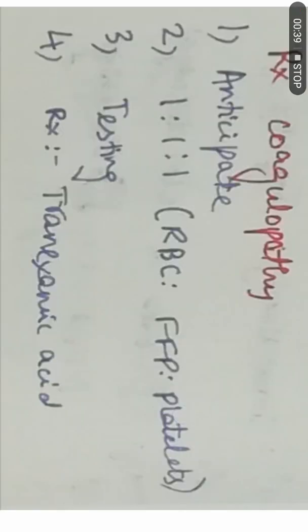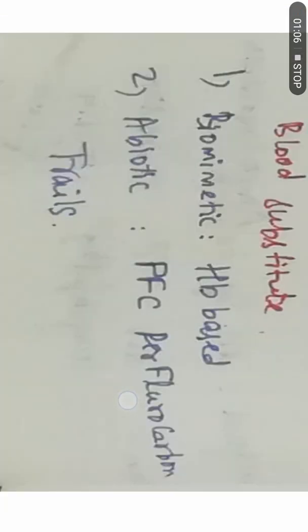All right, so about the treatment of coagulopathy, we have to anticipate it. We need to forelook it. I mean, we can never forelook it. We need to anticipate the coagulopathy. And once coagulopathy has happened, we have to give a 1:1:1 ratio of RBC, fresh frozen plasma, and platelets. And testing often is essential, testing for clotting factors, the prothrombin time, the bleeding time, etc. And treat using tranexamic acid.